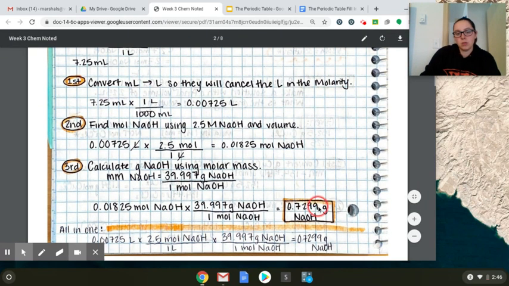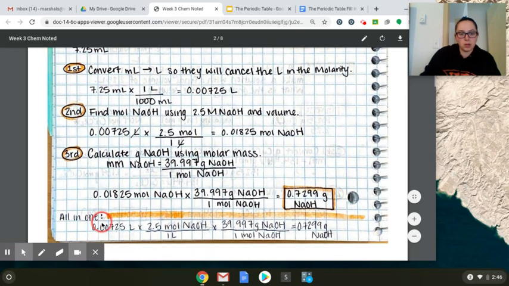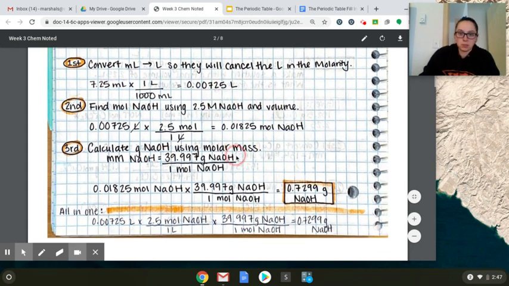But if you are someone who likes to put it all in a row, here is what it looks like. You're starting with 0.00725 liters. You're going to cross out your liters and get to moles of NaOH by using your molarity. So we're at this step here. And then you get to skip what we did right here and just convert straight to grams of NaOH using the molar mass. This still works. Of course it still works. You just have to know why each step is happening. That's where these come in. So you can do it either way you want. It's up to you.